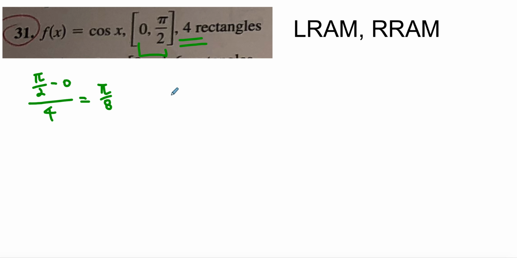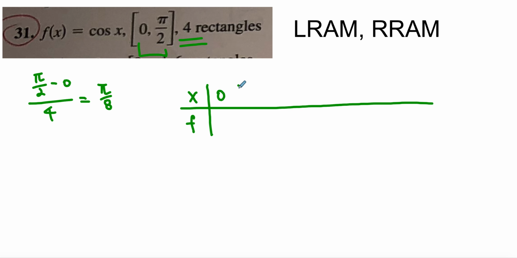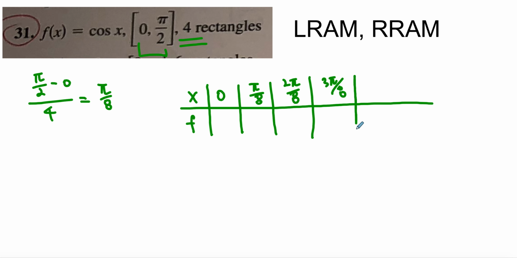Now, if I set up a chart, I think it'll be a bit easier for us to do this one. Let me call this one x, and let me call this one f. 0, pi over 8, 2 pi over 8, which we know to be pi over 4, and then 3 pi over 8. Lastly, we have 4 pi over 8, which is equal to pi over 2.